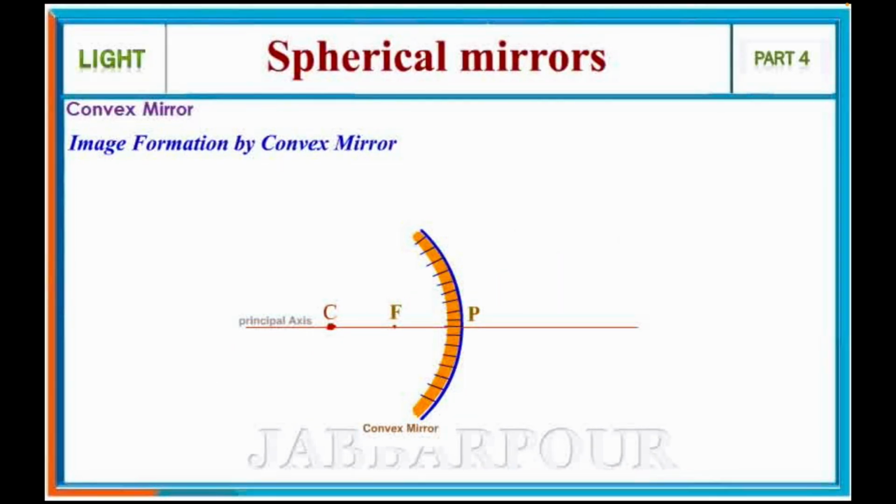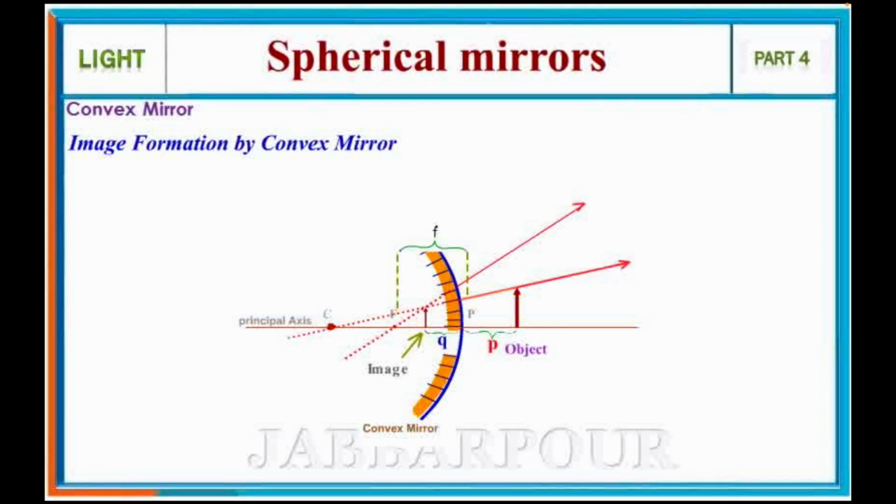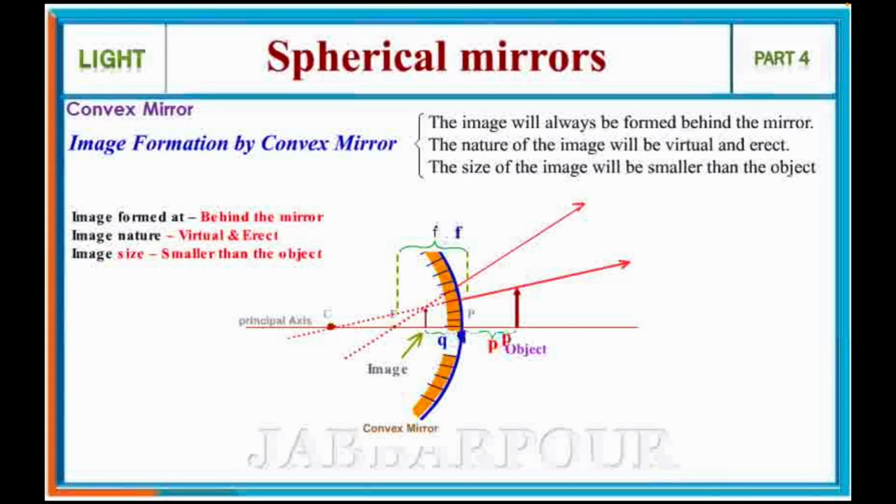Now let's talk about the image formation in these types of mirrors. The key characteristic of images formed by convex mirrors is that they are always virtual, upright, and reduced in size compared to the object. This is why convex mirrors are so useful for applications like rear view mirrors in cars. They give a wider field of view and help drivers see more of the road.